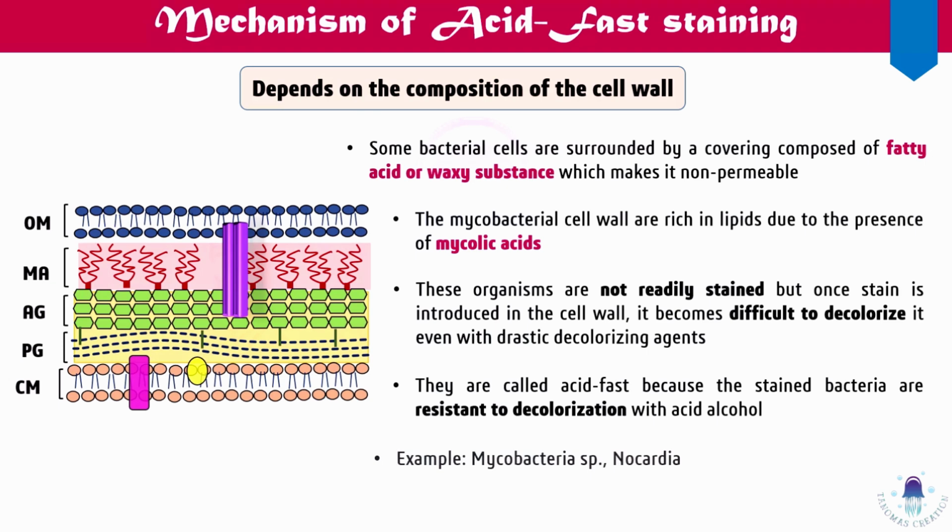So what are the examples of this group? There are Mycobacterial species and the other is Nocardia. So in this video, we have learned about acid-fast stain, the scientists who first prepared it, the reagents used in this procedure, the main procedure, and the mechanism behind their acid fastness.